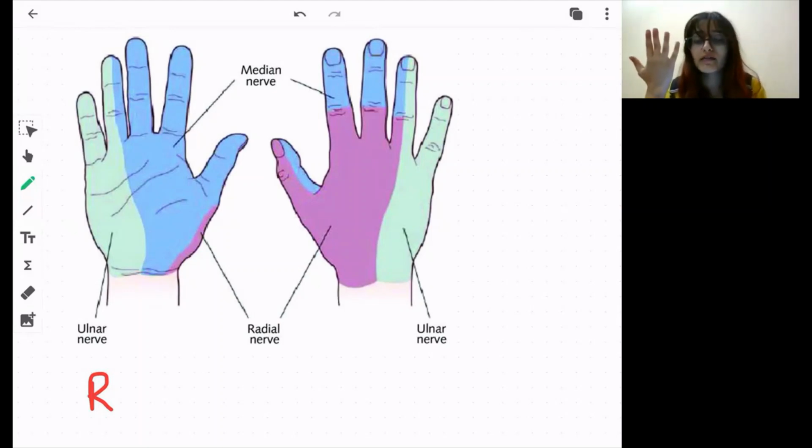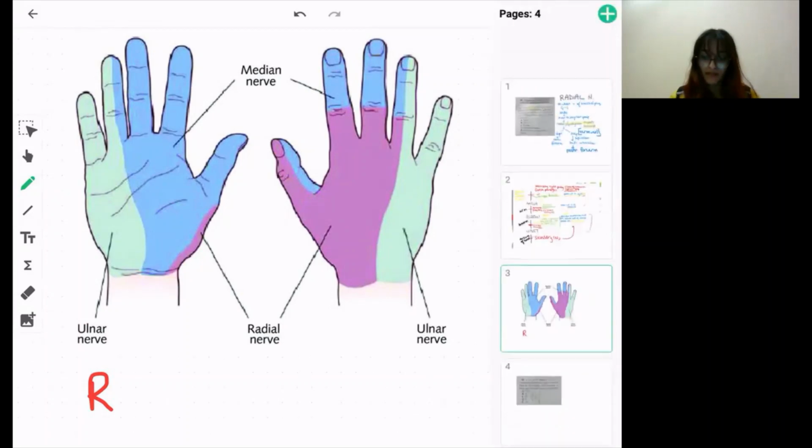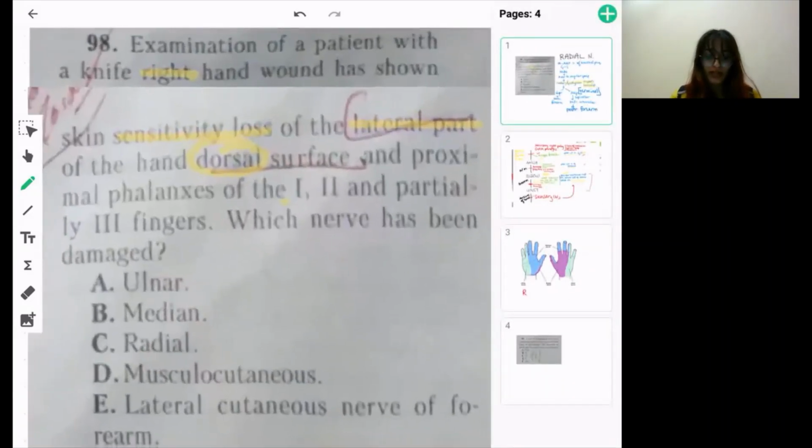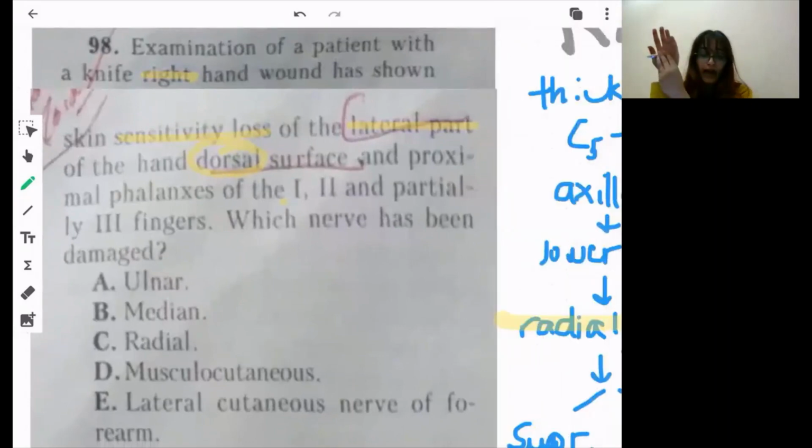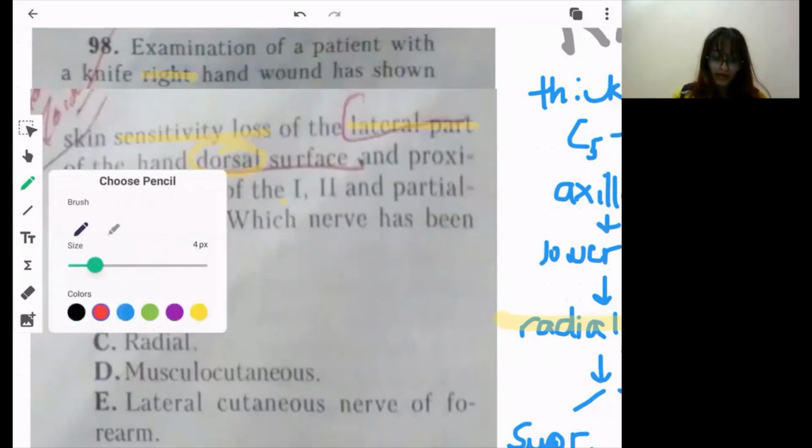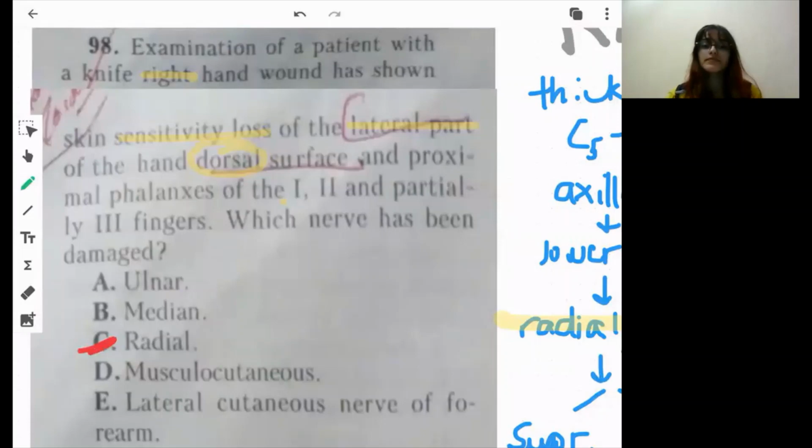Now if you look at the radial nerve, given in purple, it is only on the dorsal surface of the hand and up to the proximal parts of the first 3.5 fingers. So just keep it in your mind, look at the image, imagine it on your hand, and now let's look at that question again: lateral part of the dorsum of the hand and the proximal first, second, and partially third finger. What will be the answer? The answer will be the radial nerve. Okay.